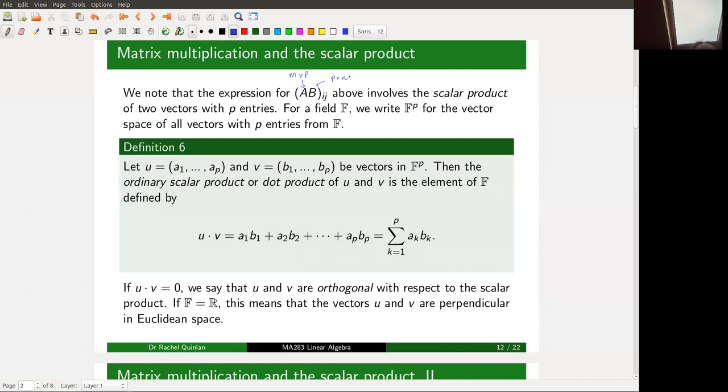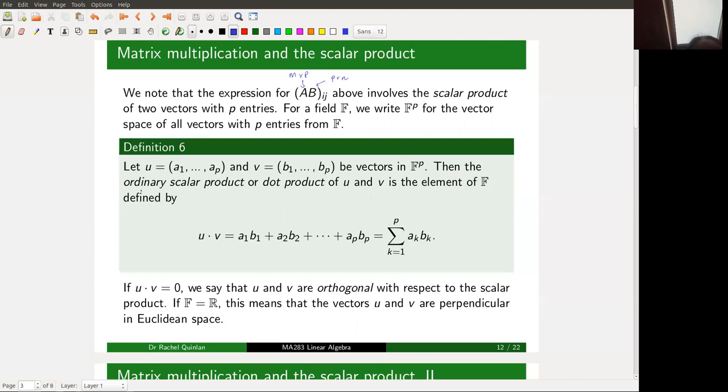And the remark is that the calculations that we do for all the entries of AB is actually what they call a scalar product calculation. So here's a definition. If u is a vector and v is a vector, both with p entries, with entries in some field F, which we can take to be the real numbers, for instance. So u is a vector with entries a1 to ap, v is a vector with entries b1 to bp. So think of them as being vectors in R2 or R3.